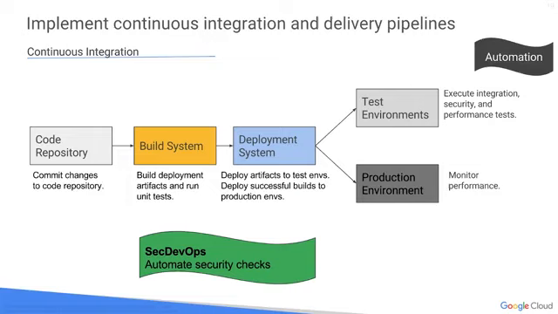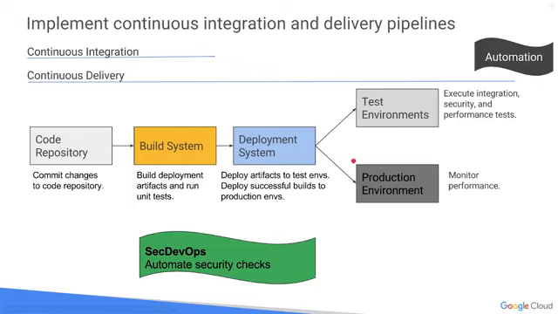In a continuous integration system, developers commit code into a code repository such as Git. A build system, such as Jenkins, automatically detects commits to the repository, triggers builds, and runs unit tests. The build system produces deployment artifacts for all required runtime environments. In a continuous delivery system, a deployment system such as Spinnaker automatically triggers the deployment of builds to test environments. You can automatically execute integration, security, and performance tests, and then deploy successful builds to your production environment.